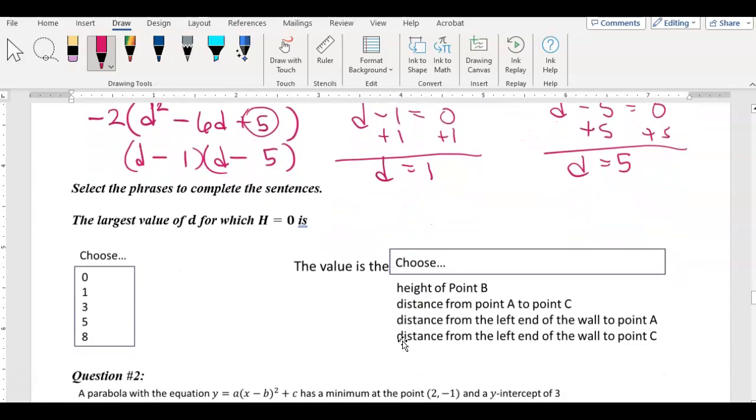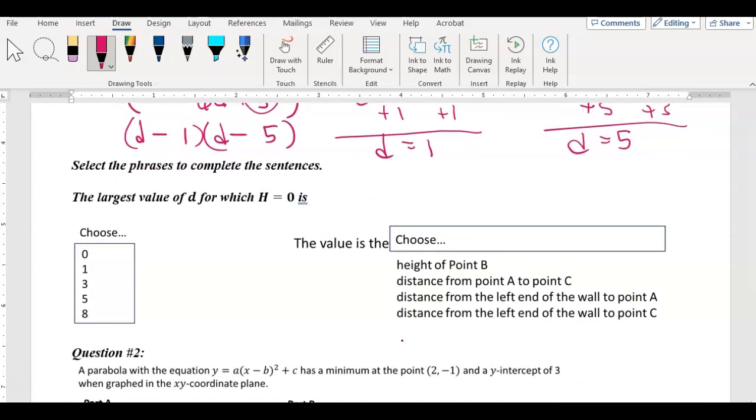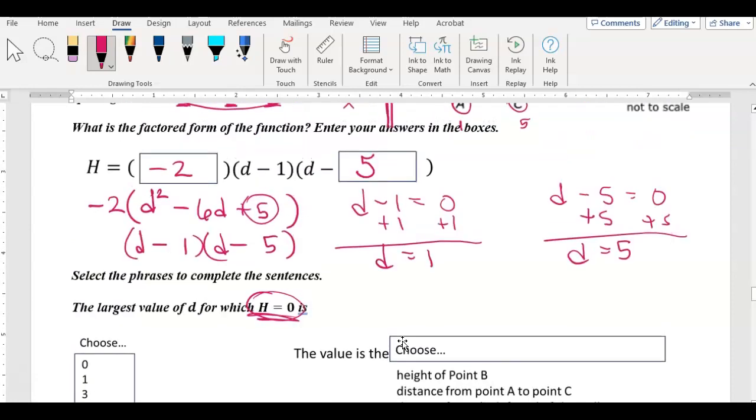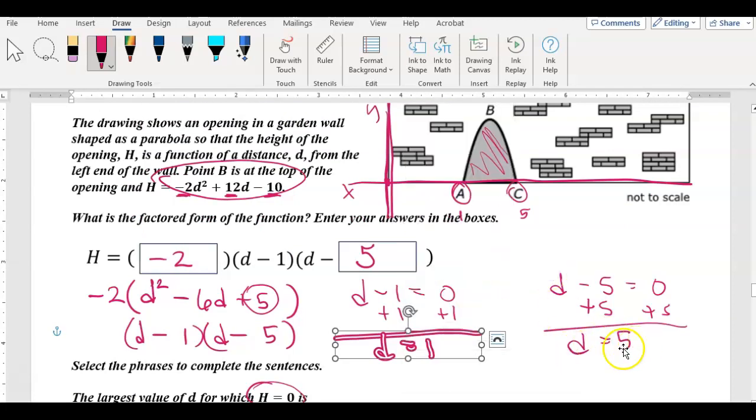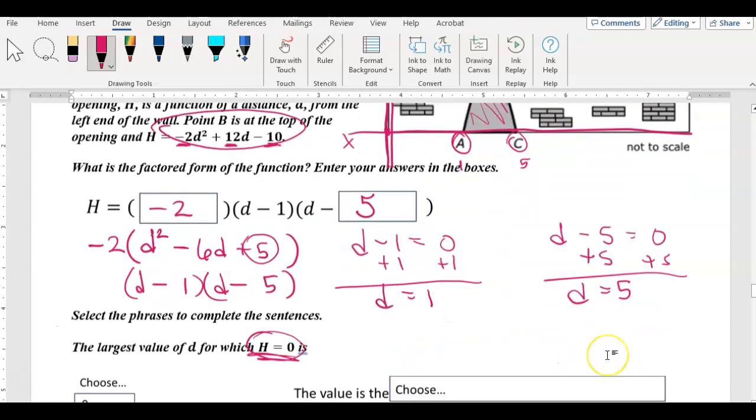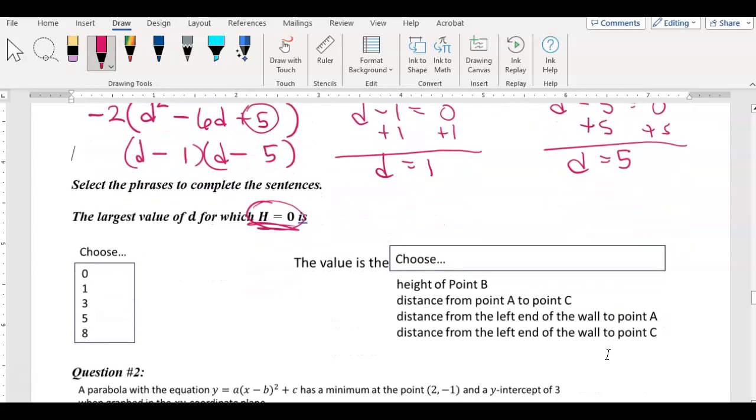So it says, select the phrases to complete the sentence. The largest value of d for which h equals 0, which means, what is the largest value for d when h equals 0? Well, we solved for when h equals 0 up here, and our values were 1 or 5. So our largest value is going to be 5.